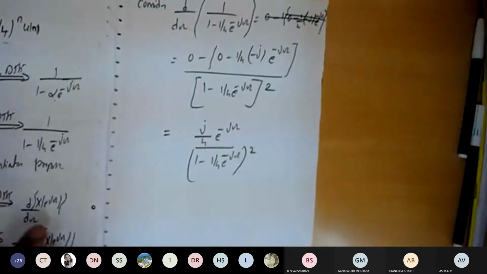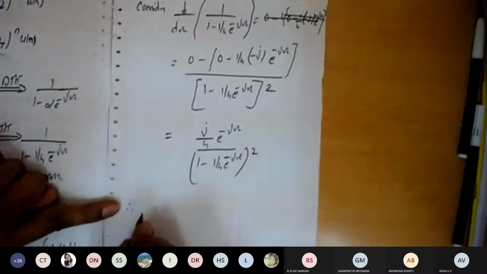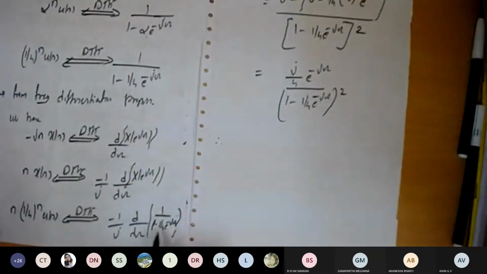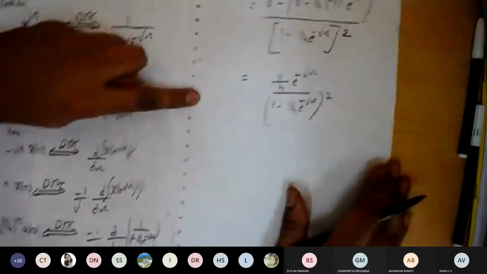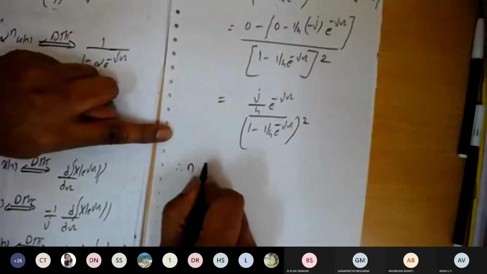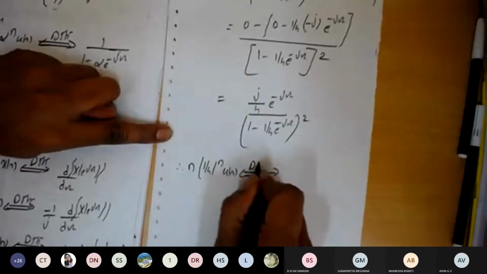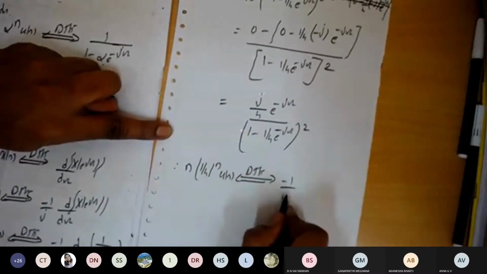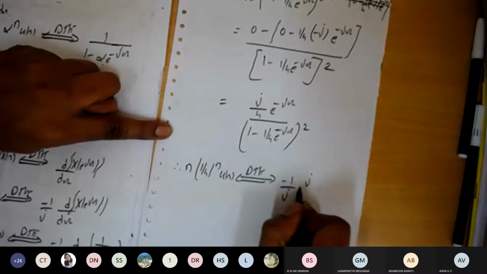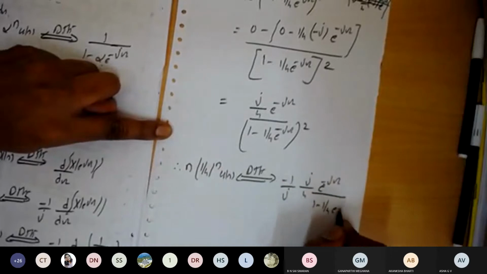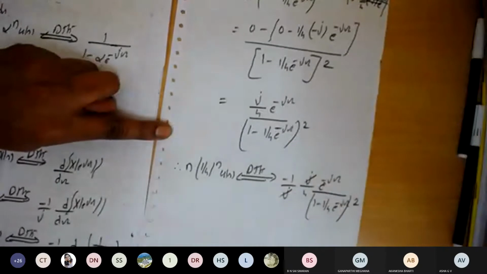So therefore we'll consider the differentiation of the term. So we got the differentiation of these terms here. The remaining quantity is minus 1 by j, which we need to multiply here. So let us multiply minus 1 by j with this one. So that will become n into 1 by 4 to the power of n into u of n, the corresponding dt of t is nothing but minus 1 by j into the differentiation, which is j divided by 4 into e to the power of minus j omega divided by 1 minus e to the power of minus j omega, the whole square. So j will get cancelled.